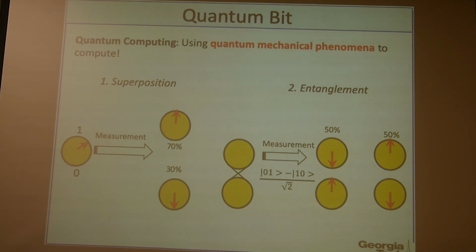All right. So what does superposition mean? How many of you had a quantum mechanics class sometime back?